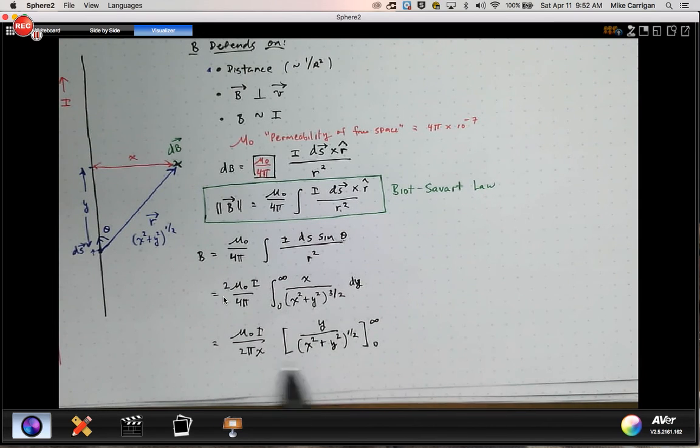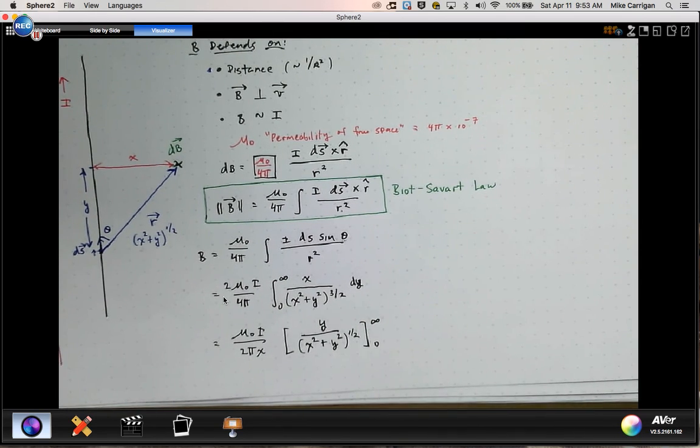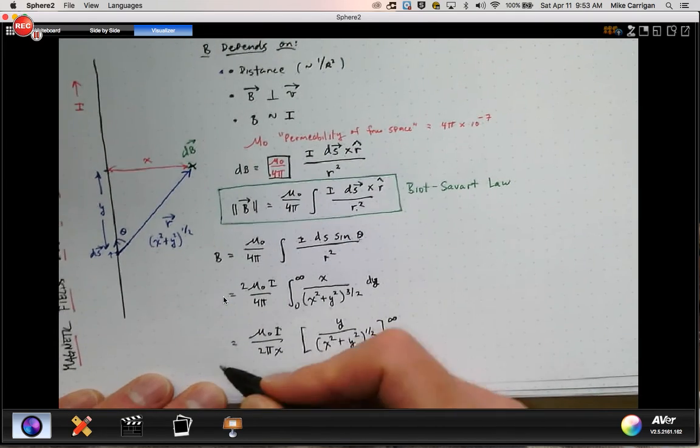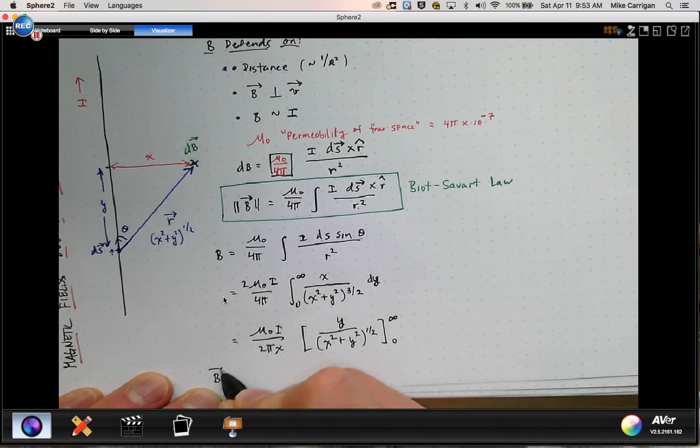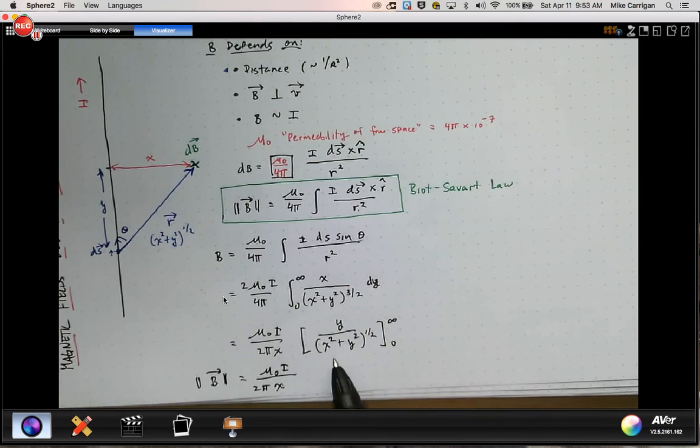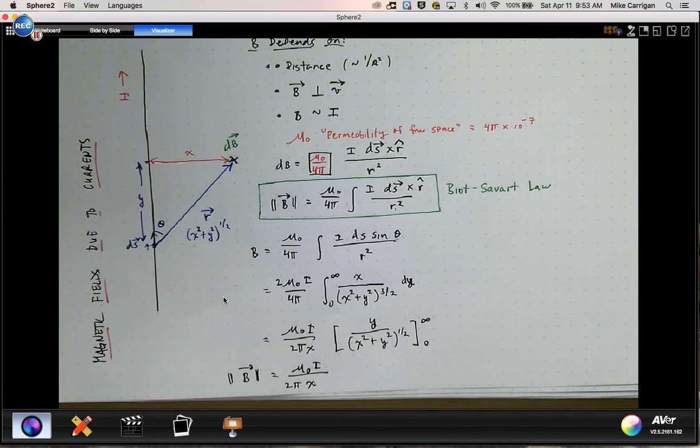So then let's think about what this whole thing is going to turn into, remembering that my variable is y. Well, if y is infinity, it might make sense to you that this whole thing is just going to turn into 1. And if y is 0, this whole thing is just going to turn into 0. Which means the magnitude of B is going to be equal to mu naught I over 2 pi x. And this whole thing just turns into 1, which is kind of an interesting and non-trivial result.